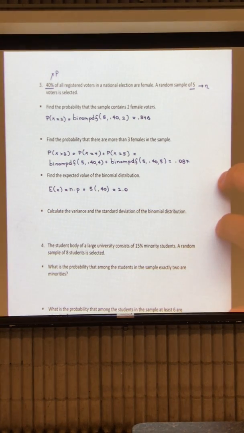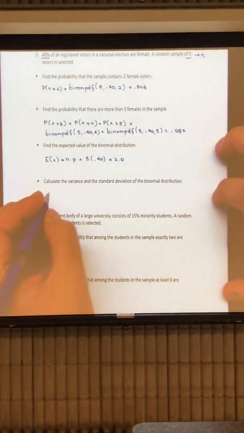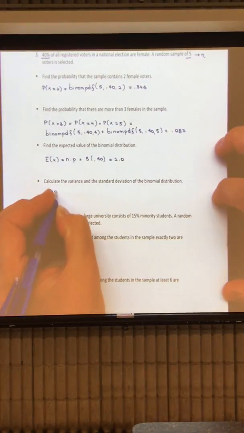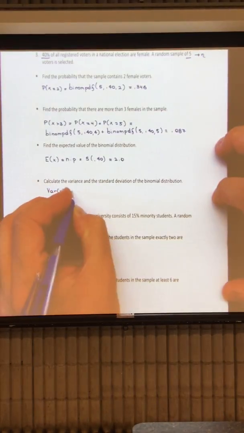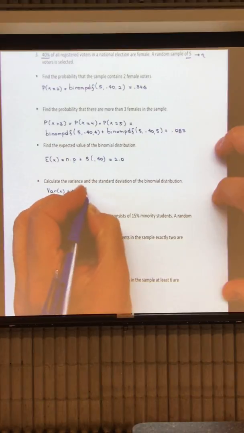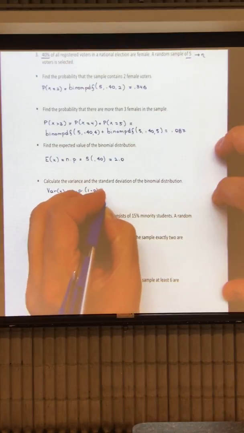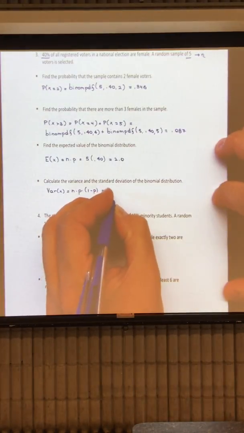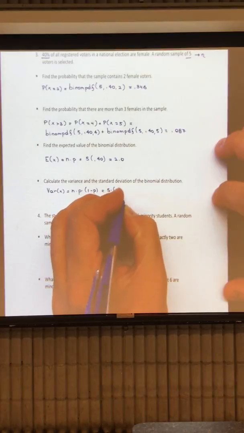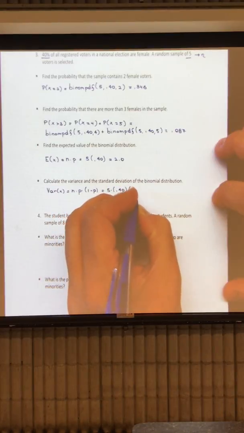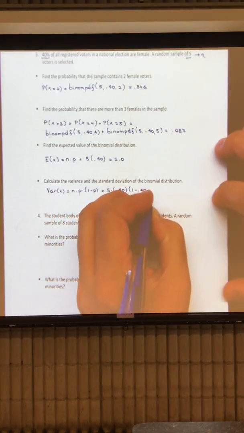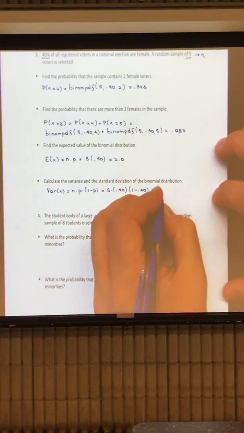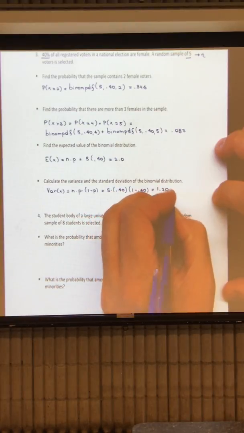And then for the variance and the standard deviation, variance is n times p times 1 minus p. Don't forget 1 minus p is the same as q. So 5 times 0.4 times 1 minus 0.4, which is 0.6. This is going to be 1.2.